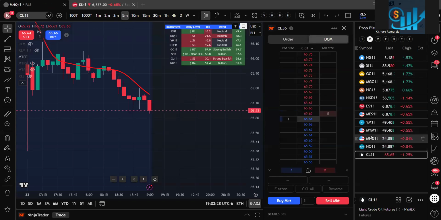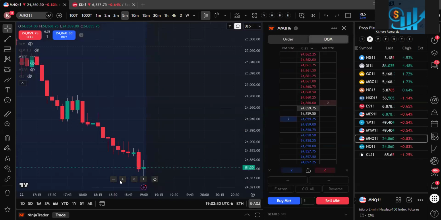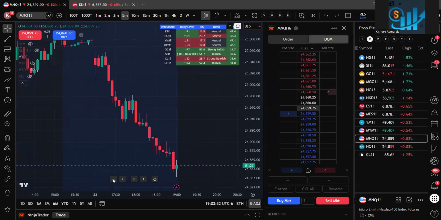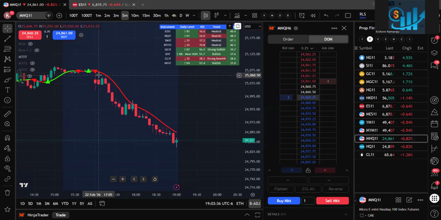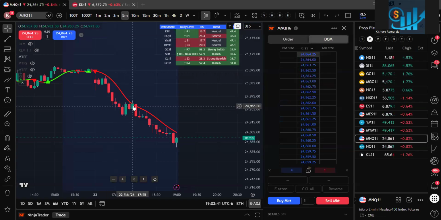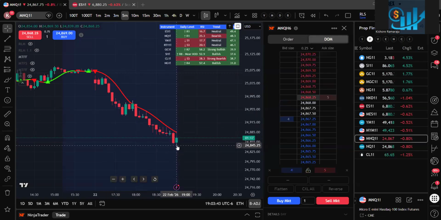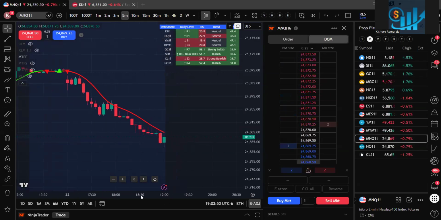Same thing with MNQ. You got a pullback, again big drop. You got a pullback, drop, pullback, big drop. So you wait for a green candle, and then if you see a red candle, that's a good opportunity to short, whenever the trend is strong bearish or bearish, and go long whenever the trend is bullish.